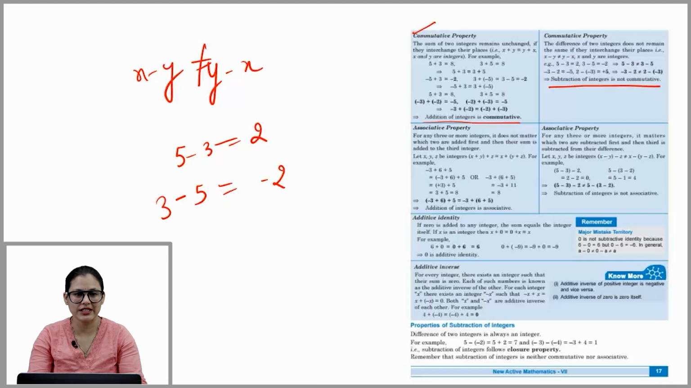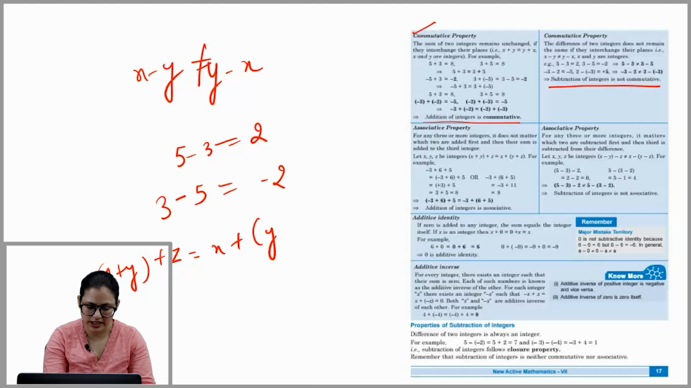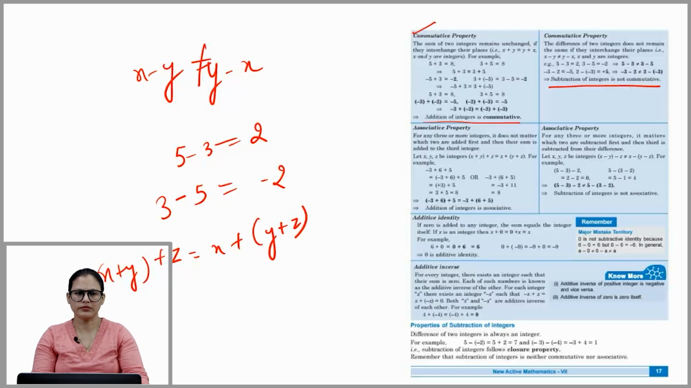Next, associative property of addition. For any 3 or more integers, it doesn't matter which 2 are added first and then the sum is added to the third integer. Let x, y, z be integers. So x plus y, plus z, is equal to x plus, in brackets, y plus z. An example is given here. The answer doesn't change. So addition of integers is associative.